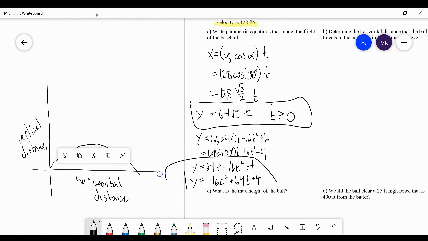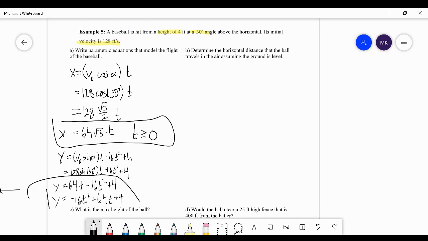Well, the ball hits the ground here, right? That's pretty safe to assume. How do I find that? I can't really plug anything into the horizontal, so I can't set x equal to something. But I know the vertical distance at that point will be 0, so I can set y equal to 0. So we get the equation 0 equals 64t minus 16t squared plus 4.